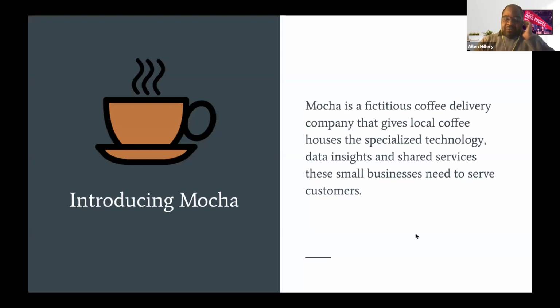So we're going to use an example to walk us through some of this. There's this fictitious company called Mocha. They're a coffee delivery company that gives local coffee houses a specialized technology, a platform where they're able to look at data insights and share services. This is definitely helpful to small businesses that are not a big conglomerate like, I don't know, Dunkin' Donuts or Starbucks.